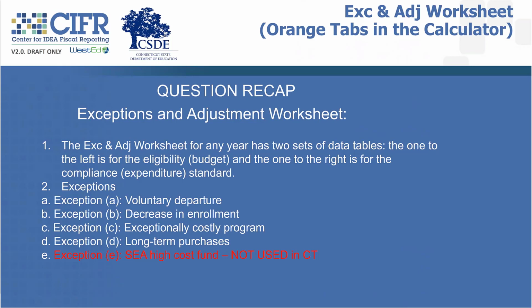Allowable exceptions are filled in. You have exception A around voluntary departures, exception B about your decrease in enrollment, okay? And exception B, again, is calculated for you by putting in child count. Exception C is there for the costly programs around services for students with disabilities. You're recording those numbers. Exception D for the long-term purchases. Again, we do not use exception E. That'll be blocked out in everyone's programming.